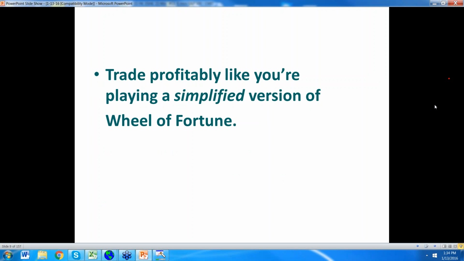Trade profitably like you're playing a simplified version of Wheel of Fortune. Anybody still watch that show? I do once in a while. Vanna White and Pat Sajak. Okay, it's like solving a puzzle.